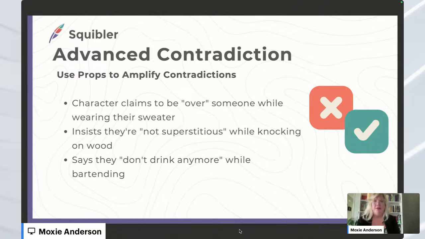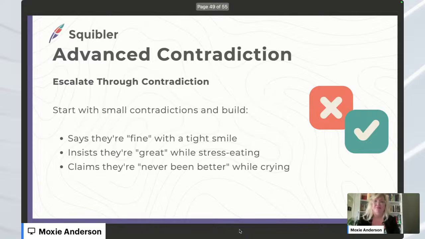You can also use props. You might have someone who claims to be over someone while they're still wearing their sweater. They might insist that they're not superstitious while they knock on wood. They might say they don't drink anymore, but they're a bartender. So these are all things that you can use setting-wise and props that can also be visual contradictions.